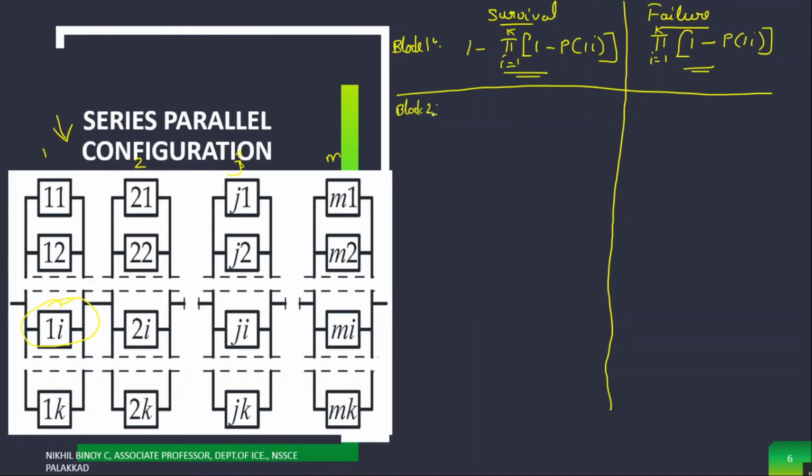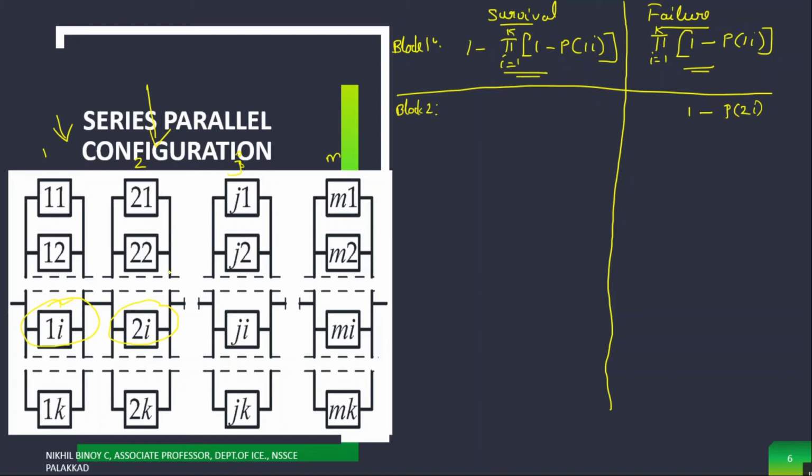Now consider block 2. So this is block 2. Here you can see that this one is also a parallel configuration of k elements. As we have a parallel configuration, first find the probability of failure of that block. So consider this ith element, whose probability of survival is P of 2I. So what about the probability of failure? 1 minus P of 2I is the probability of failure of this element.